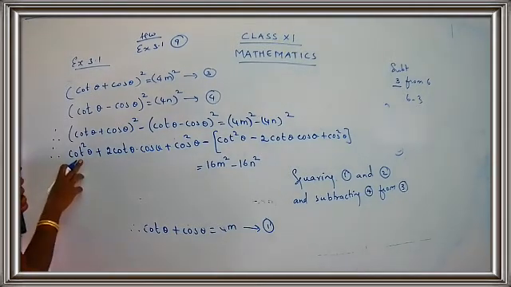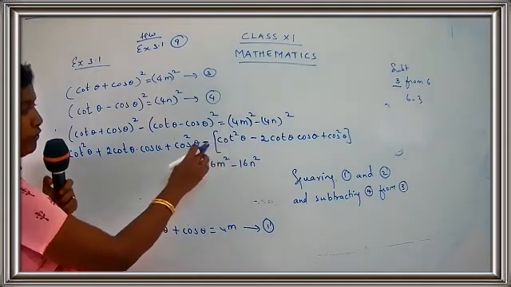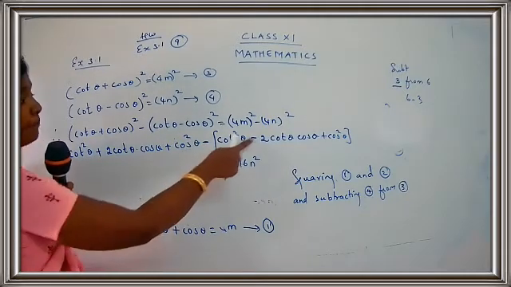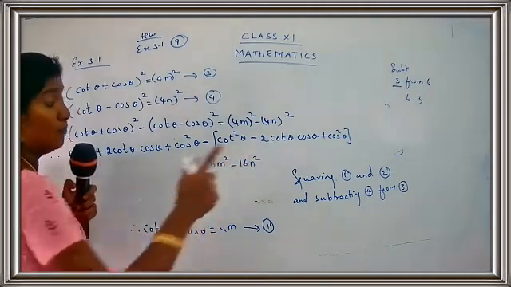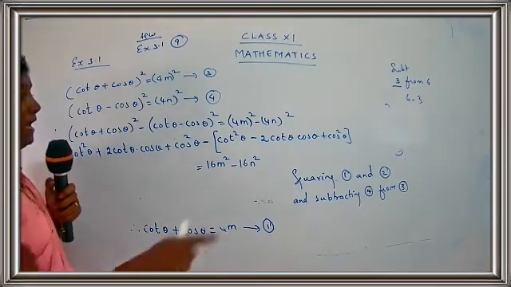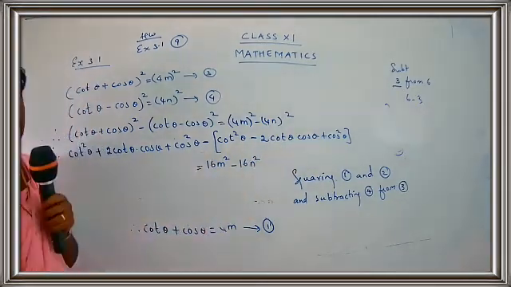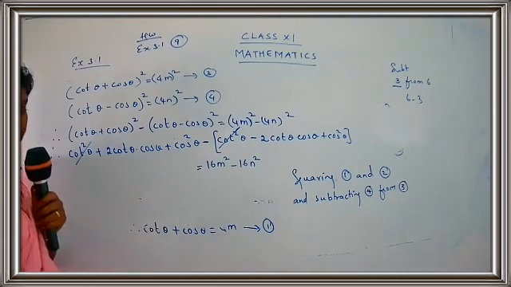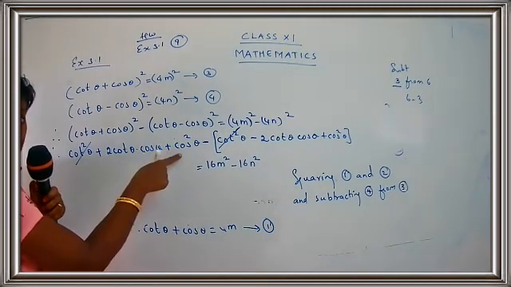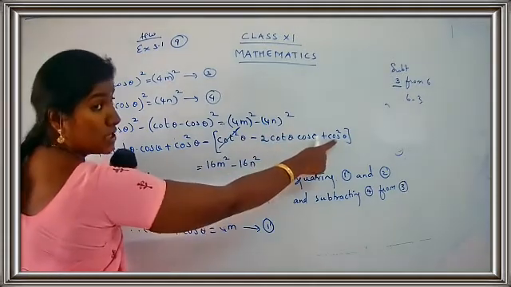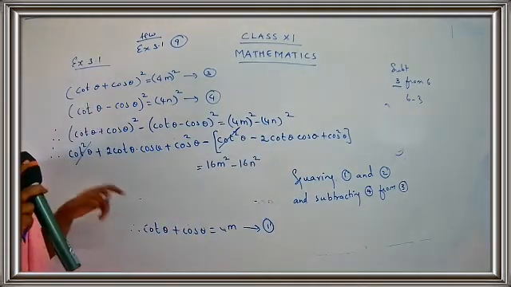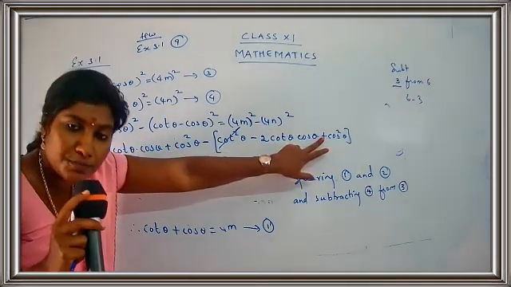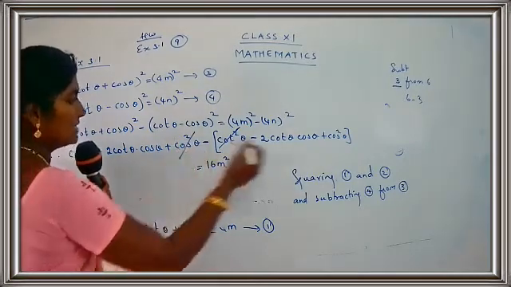See here, children. This is cot square theta and this is minus cot square theta. So when you open the bracket, what will happen? The sign will change. So cot square theta will turn to minus cot square theta. Minus 2 cot theta cos theta will change to plus 2 cot theta cos theta. And plus cos square theta will change to minus cos square theta. Getting my point? So we can cancel cot square theta and cot square theta. Now cos square theta, this is plus cos square theta and this is minus cos square theta. You may have a confusion why ma'am is cancelling cos square theta and cos square theta. It is cos square theta, minus into plus. What is minus into plus? Minus. So we can cancel this term and this term.